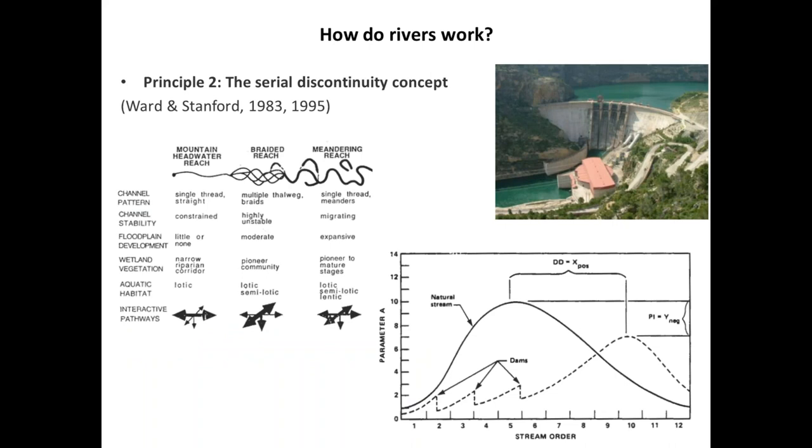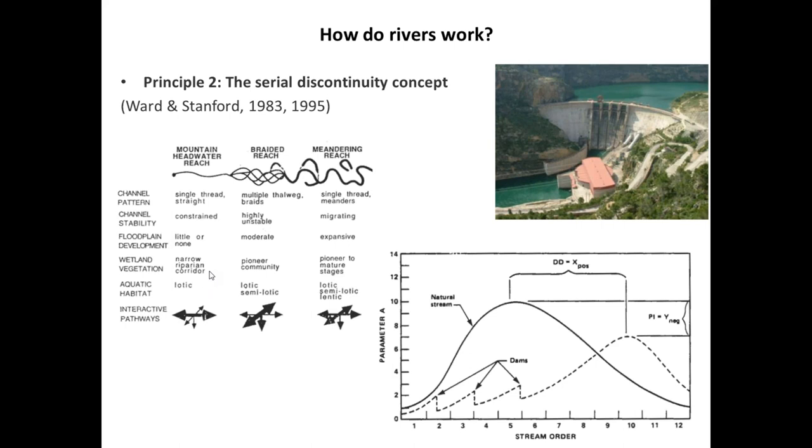The second principle, which is also quite well known, is the serial discontinuity concept from Ward and Stanford. It has been updated in different publications recently, but it still remains a primary body of knowledge for river dynamics. It explains that those gradients which Vannote and others showed in rivers are clearly understood when we introduce one discontinuity in the system, for instance one dam, a barrier or anything which physically obstructs the fluxes of the river. And this involves changes, because rivers have to readapt to the conditions given by those new constraining factors, like for instance dams.